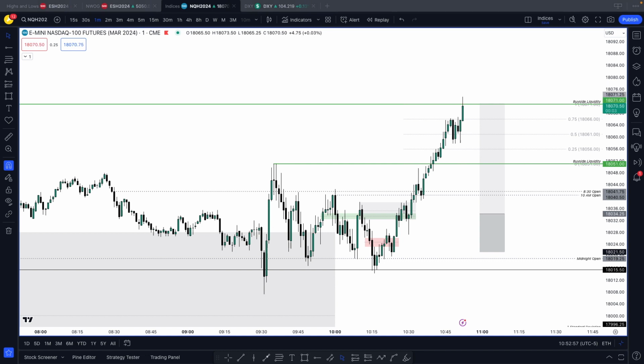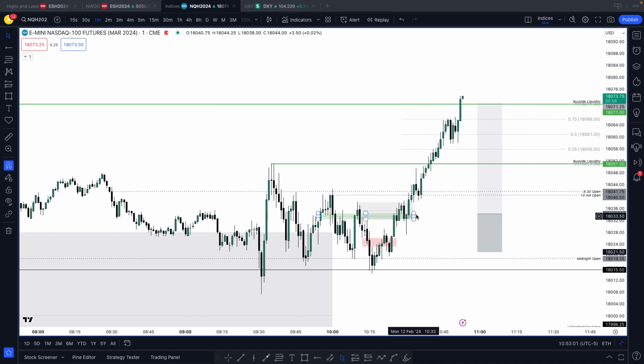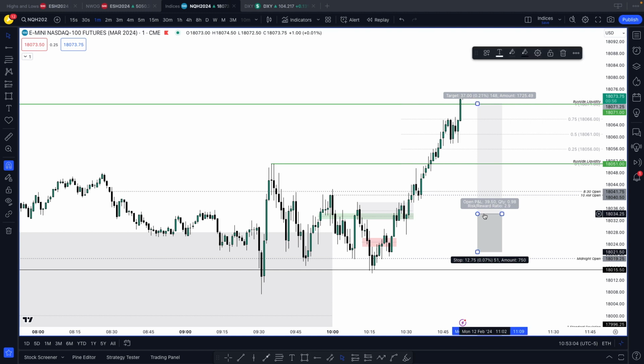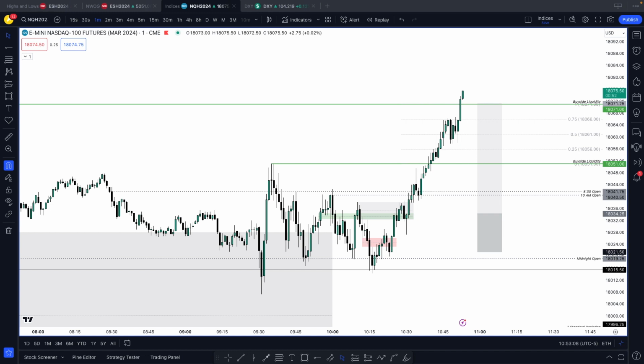Okay, there's the buy side. So majority of the position can be closed at that point. And there's 37 handles on a Monday morning. Not too shabby.